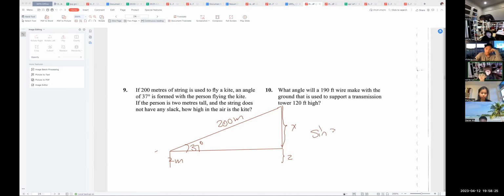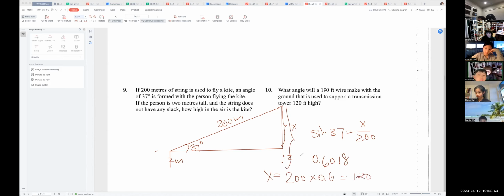Sine 37 equals x divided by 200. Correct, everybody? So who can tell me sine 37 equals what? 0.6018. Thank you. So x equals what? Equals 200 times 0.6. I just do it easy, okay? So it's 120. So basically, the height is 122 meters.